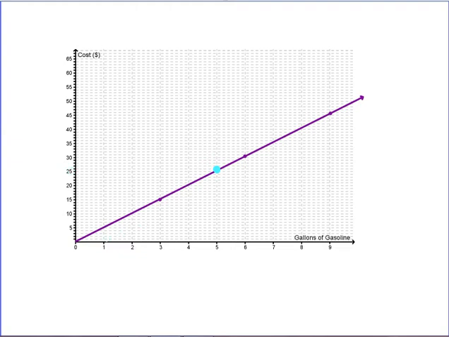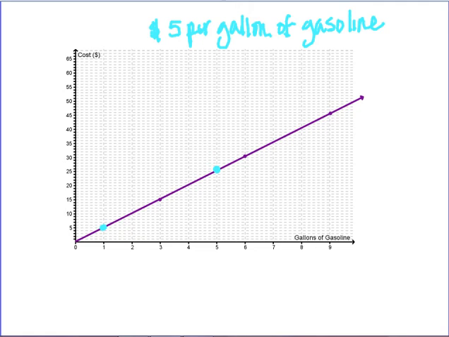So I'm going to look for my unit rate. Remember, my unit rate is whatever happens when x is 1. So when x is 1, the point on my line is right there. That's equal to about $5. So what would that look like as a unit rate? I would write down $5 per gallon of gasoline. That would be my unit rate. It's pretty easy to find unit rate when you have a graph already made.